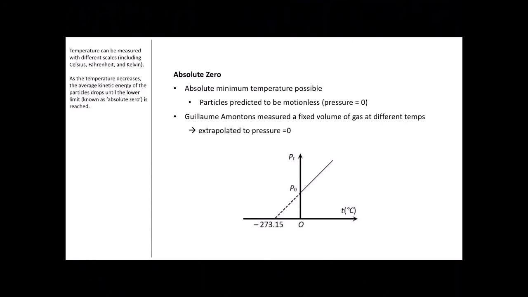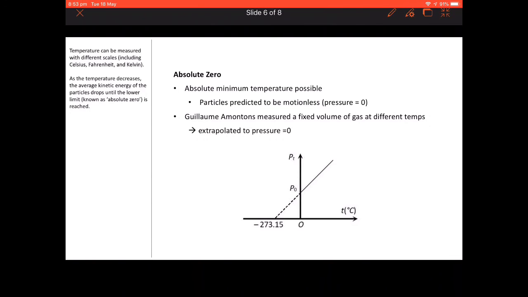A French, I'm pretty sure, guy, I'm not even sure how to pronounce his name, measured a fixed volume of gas at different temperatures and extrapolated to work out what the temperature would be if the pressure was 0. So if the pressure was equivalent to when the particles were motionless, he was able to determine that the temperature when particles were motionless was about negative 273 or thereabouts degrees.